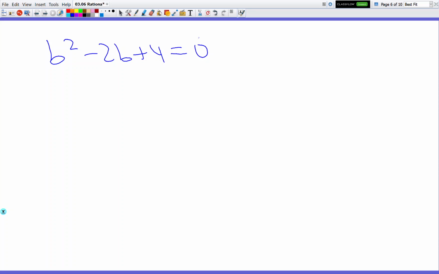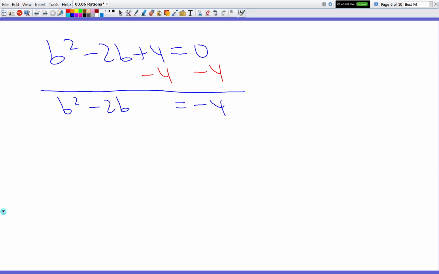Okay, so probably the easiest way is just to complete the square. So we're going to subtract 4 to get rid of that 4. Then we've got b squared minus 2b equals negative 4. Then we're going to figure out what number should go in that blank spot that is now vacant, because positive 4 is not the number. So we're going to grab negative 2, cut it in half, get negative 1, then square negative 1 to get the number that's going to go in that spot right next to negative 2b. So that's going to be a 1. So we're going to put a 1 right there, and make sure you add it to both sides.